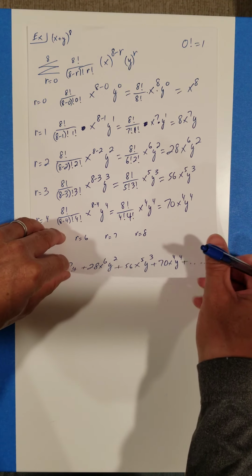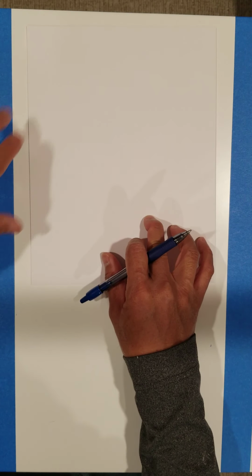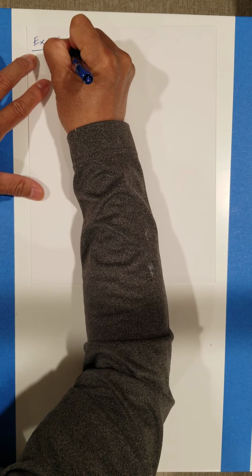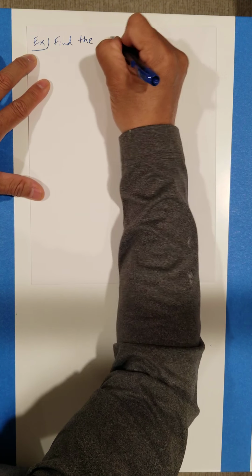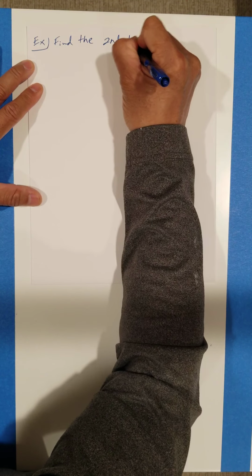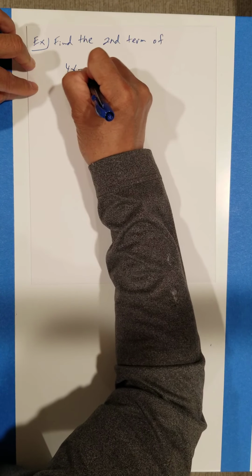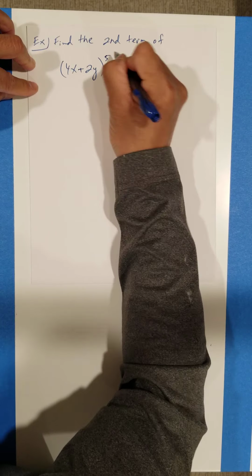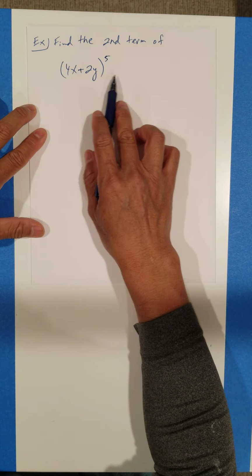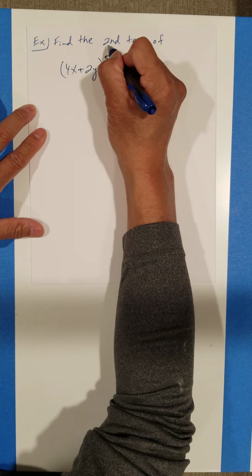So a different type of problem that you might see is they're not going to ask you to expand the whole thing out. They're going to give you something like this. They're going to say, for example, find the second term of (4x plus 2y) to the 5th power, okay? So a couple ways to do this. I can take this, write it out 5 times, and FOIL it, and it's going to be a long process. But they only want the second term.